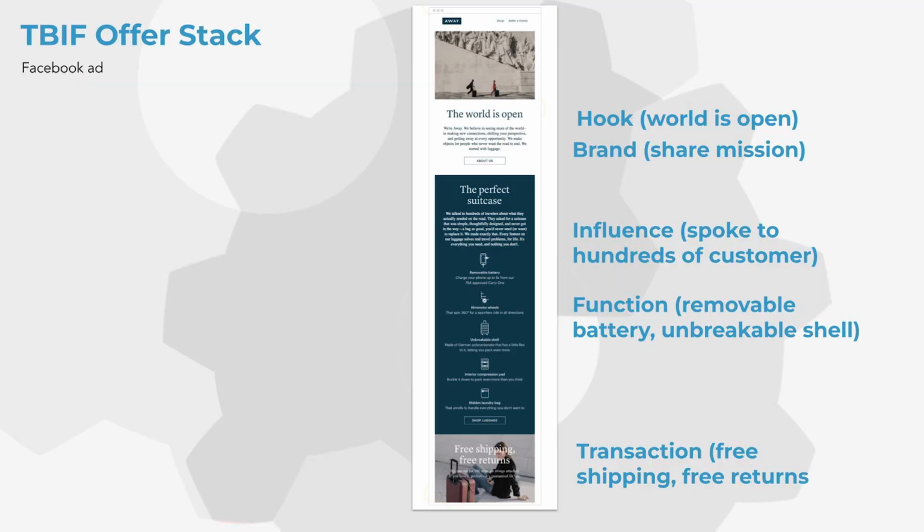Let's take a look at another example of an offer stack. This one comes in the form of an email, and it's from a luggage company called Away. And you can see right at the top of the email, they have the hook that's going to get the customer's attention because they're speaking to a pain point. And this email says, the world is open again, right? Everybody wasn't traveling during the pandemic, and this hook is getting everybody excited because we can now travel again.